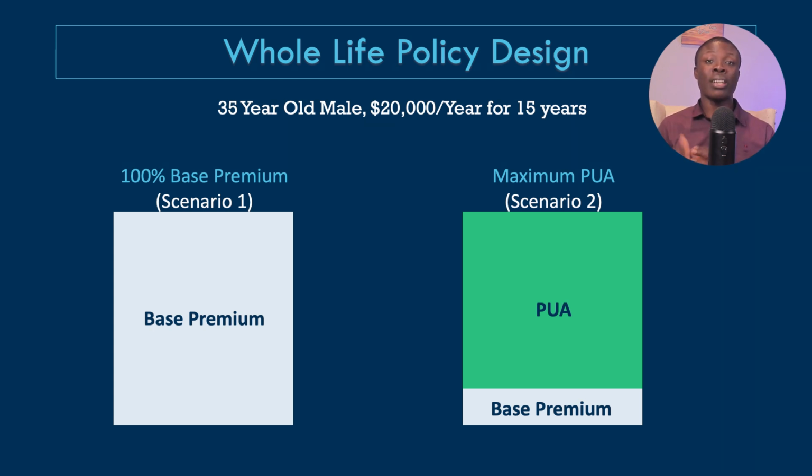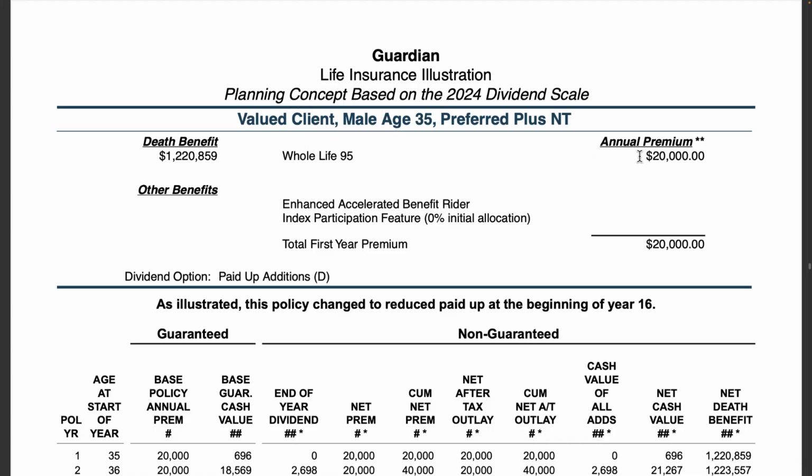And this means that we are going to go as low as we can in base premium, and then everything else is going to be thrown into the PUA rider. This is going to show you the importance of policy design when it comes to a whole life insurance policy. So let's take a look. This is the first scenario, all base design.